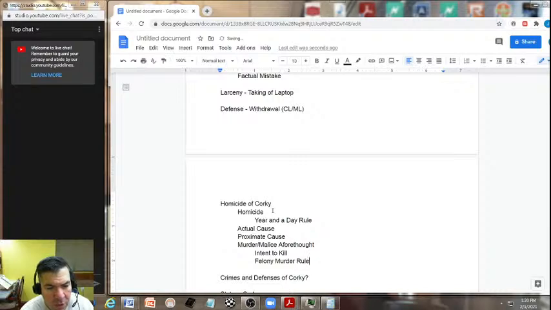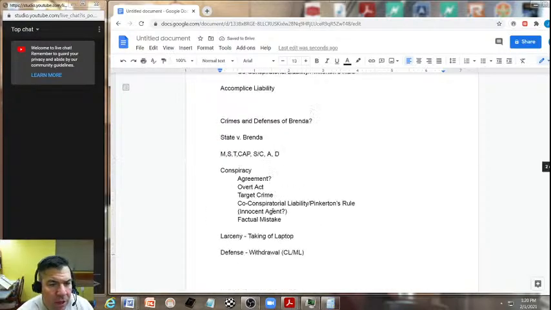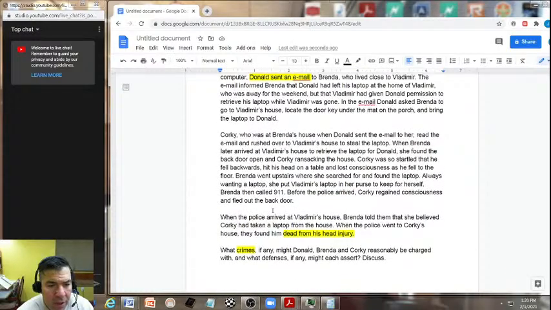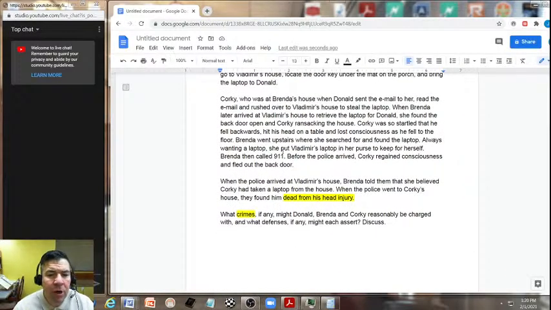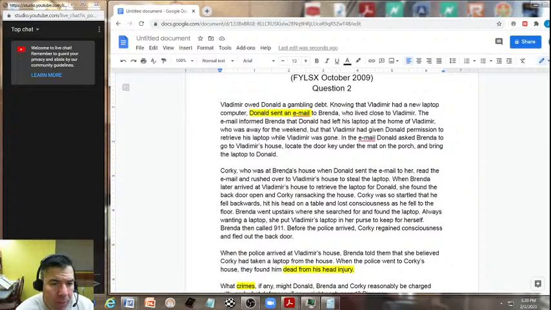This is where we have the death of a co-felon during the commission of a felony. And this is what we're talking about here. When Brenda put the laptop in her purse, what was that after? Now here's the argument. Brenda went to Vladimir's house upon learning all this information from Donald.